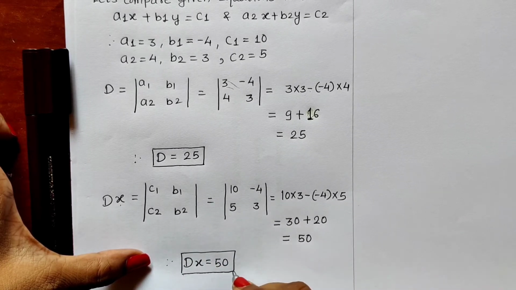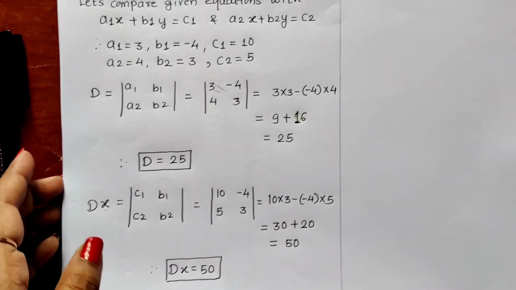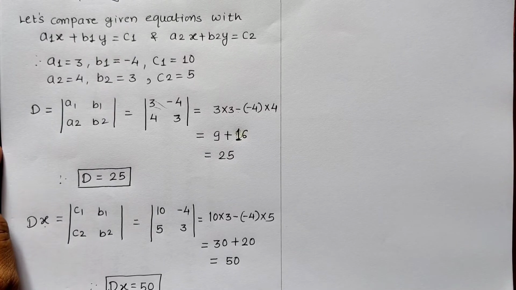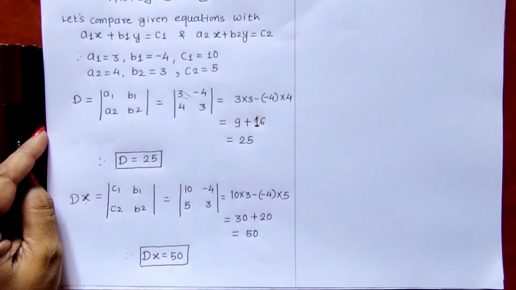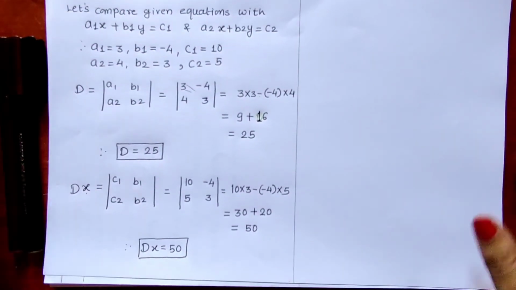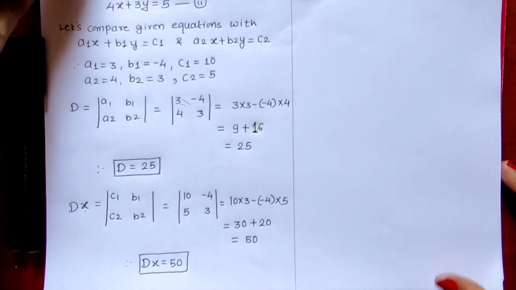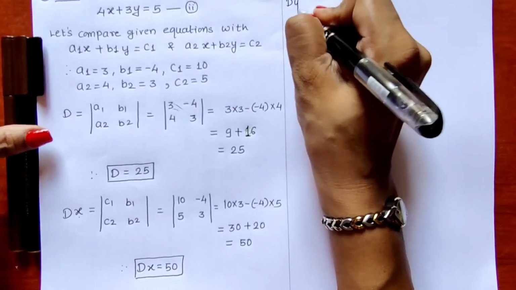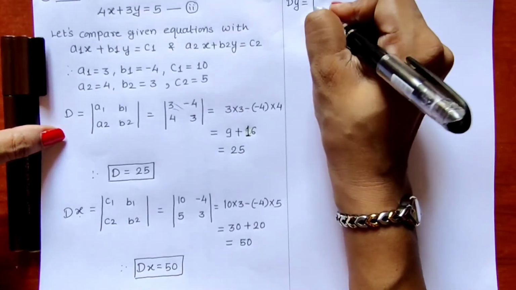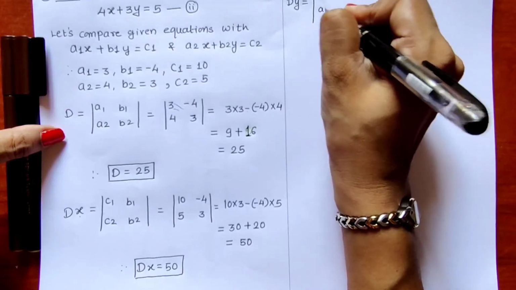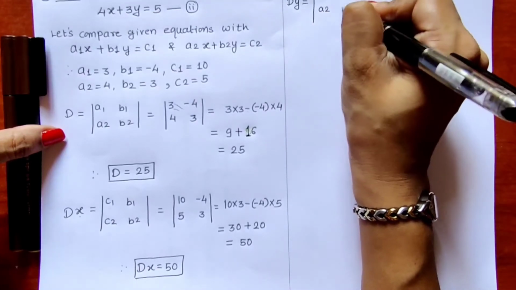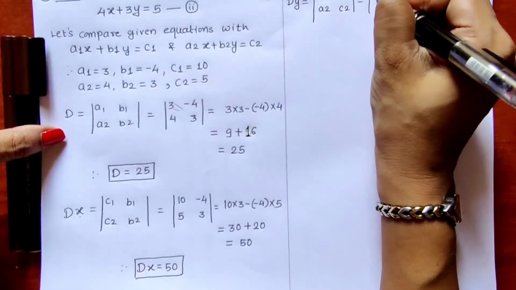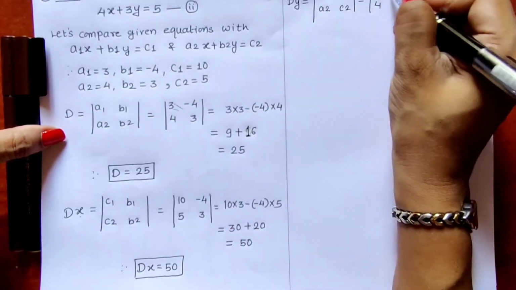Now let us find the value of determinant dy. I will be writing on this side now. Okay, everything is visible now properly. Now dy. dy means we should not write the coefficients of y. We have to write a1, a2, that means coefficient of x, and c1, c2 constant terms. So a1, a2 values are 3, 4 and c1, c2 values are 10, 5.